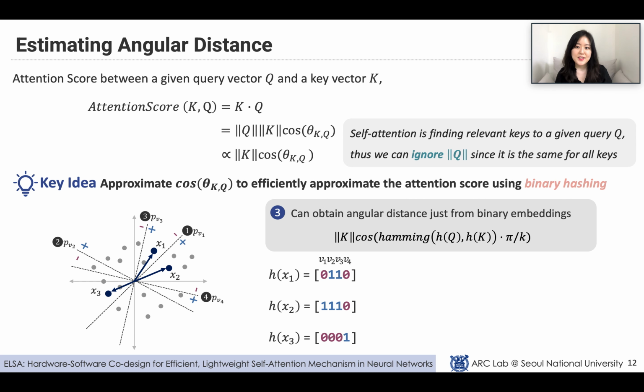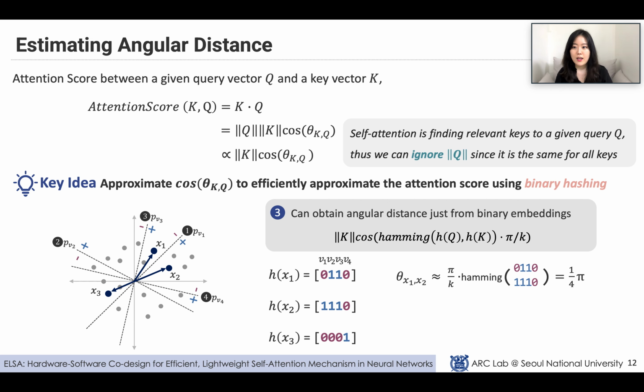Then, we can easily compute the angular distance between two vectors using these binary vectors. In order to compute the angular distance between two vectors, we need to first compute the Hamming distance between the corresponding binary vectors and then multiply pi over k. For instance, in order to approximate the angular distance between vector x1 and x2, we compute the Hamming distance between those two binary vectors, which is 1, and then multiply pi over 4 to obtain the estimated angular distance pi over 4.